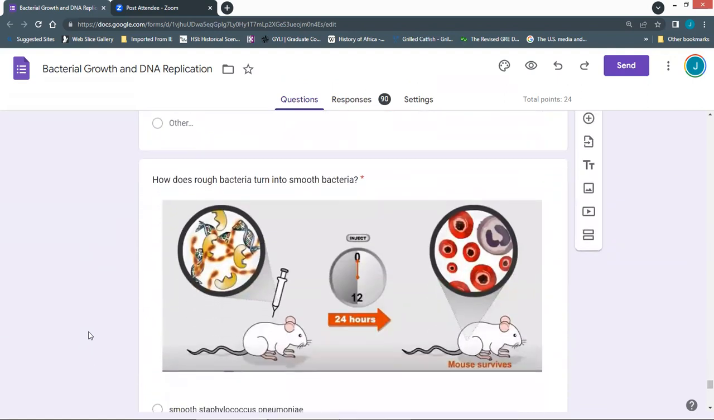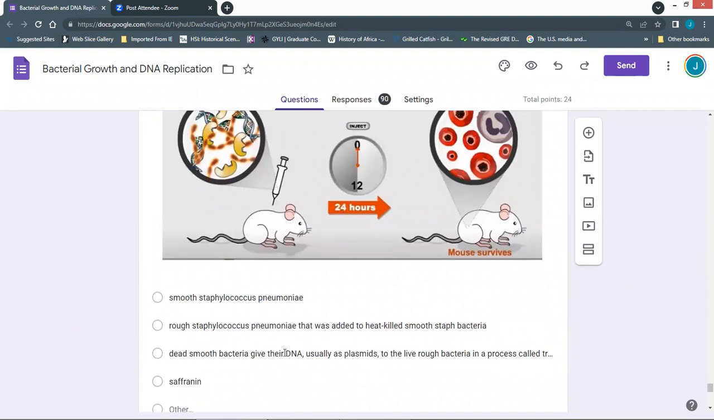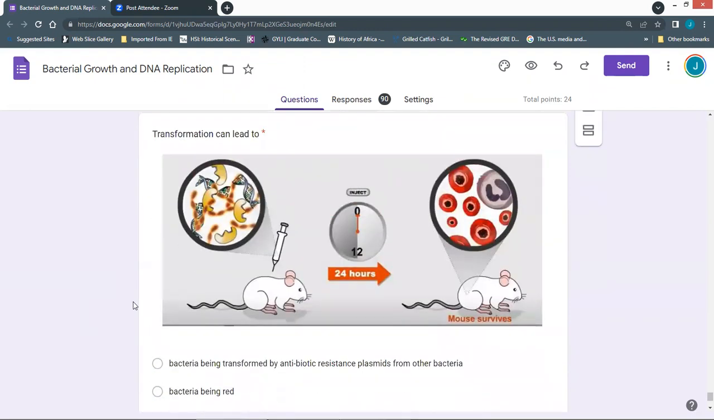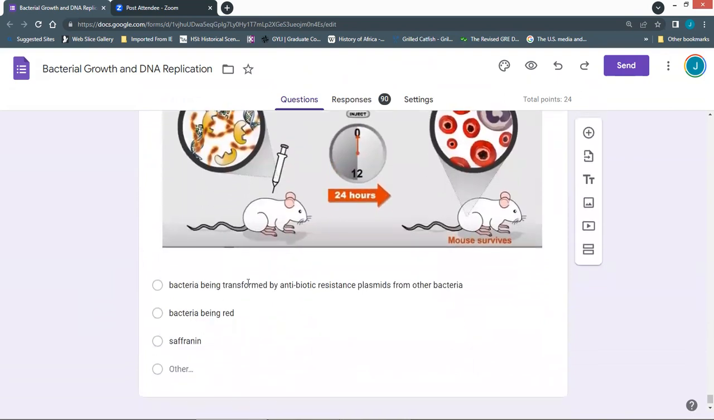Okay. How does rough bacteria turn into smooth bacteria? Dead smooth bacteria give their DNA, usually as plasmids, to the live rough bacteria in the process called transformation. Transformation can lead to bacteria being transformed by antibiotic resistance plasmids from other bacteria.